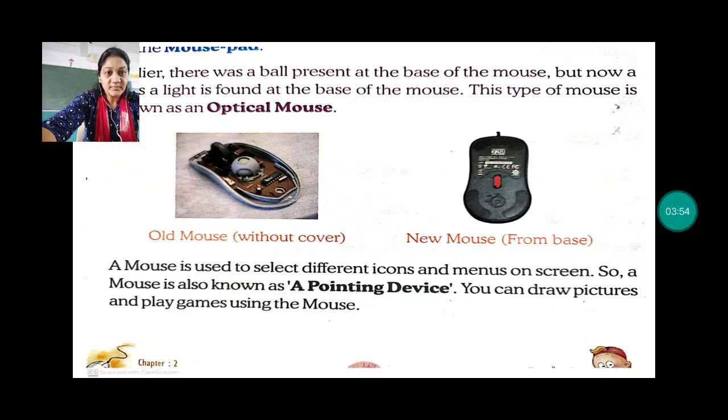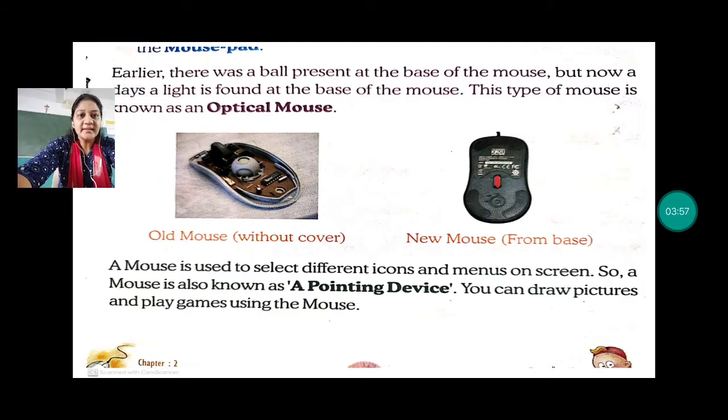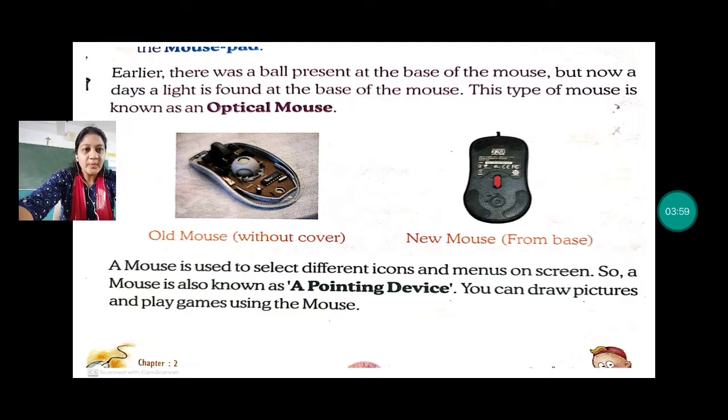Okay. Earlier there was a ball present at the base of the mouse, but nowadays a light is found at the base of the mouse. This type of mouse is known as an optical mouse. In olden days, in the early 80s and 90s, we had a mouse which had a ball under the bottom surface. But nowadays you can see whenever you lift the mouse, a red light is switched on. So that is why it is known as an optical mouse.